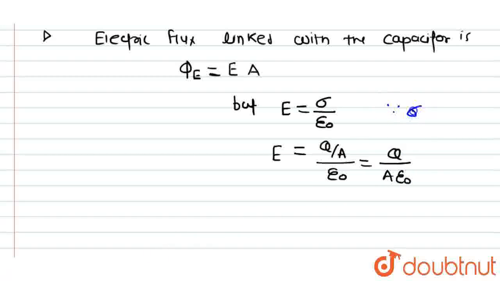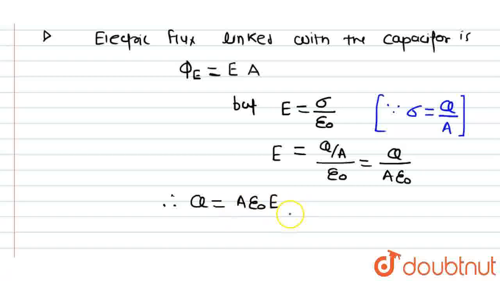Since sigma is surface charge density, that is charge per unit area, from this equation the value of charge is Q equals A epsilon naught into E. So this is the value of charge stored inside the capacitor. This is our equation number 1.